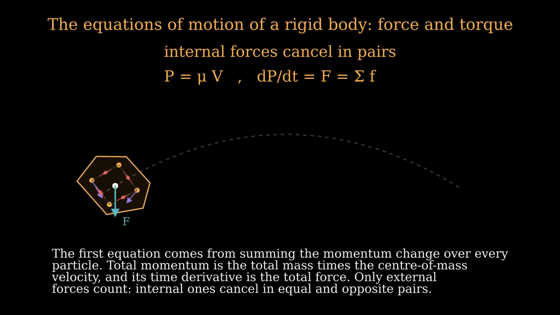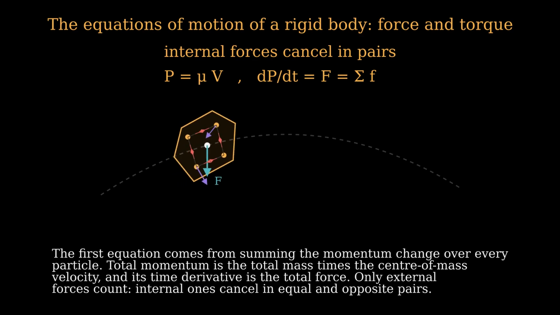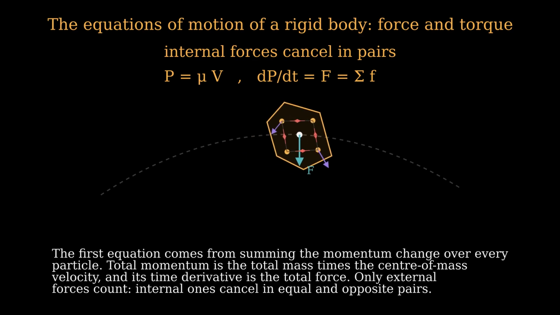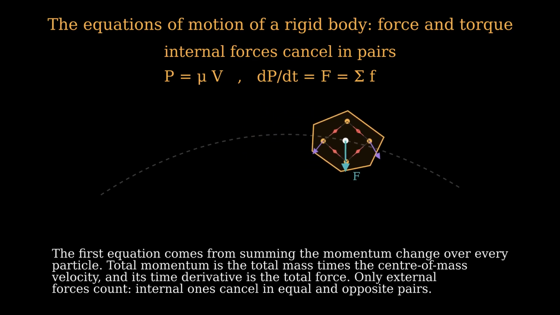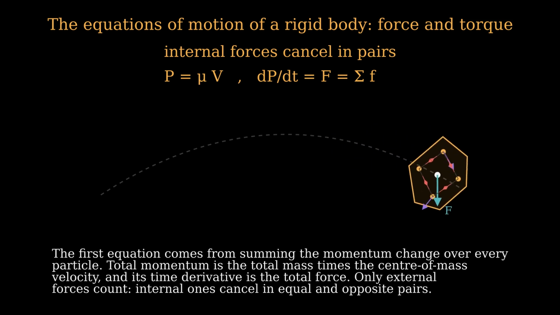The first equation comes from summing the momentum change over every particle. Total momentum is the total mass times the center of mass velocity, and its time derivative is the total force. Only external forces count. Internal ones cancel in equal and opposite pairs.